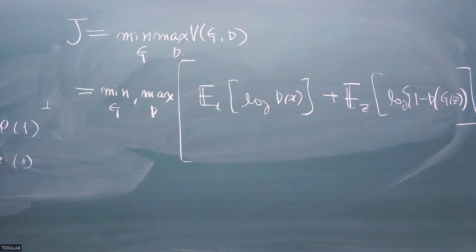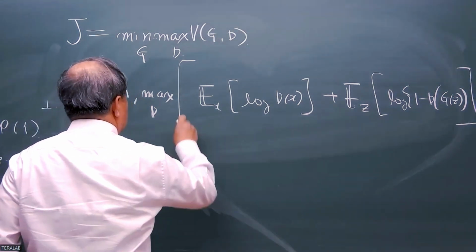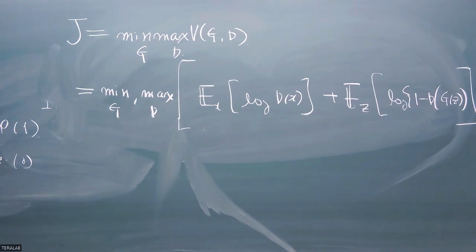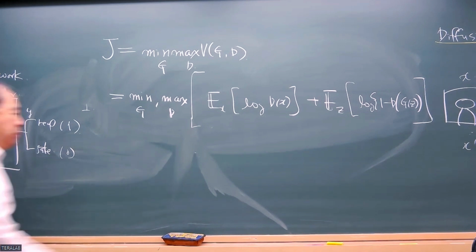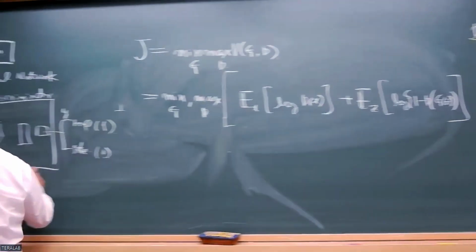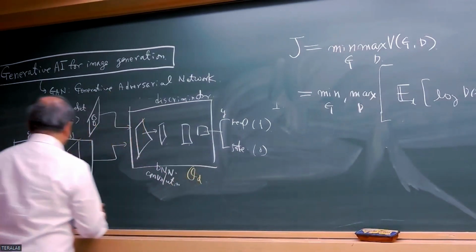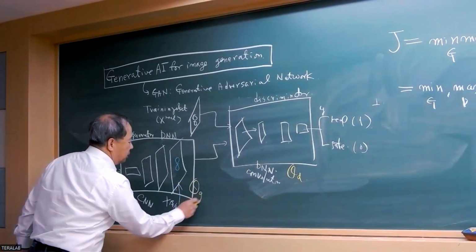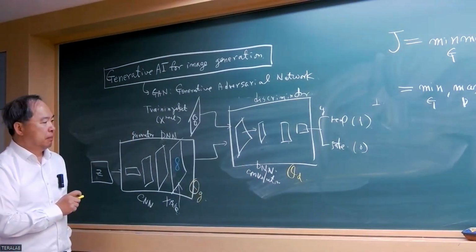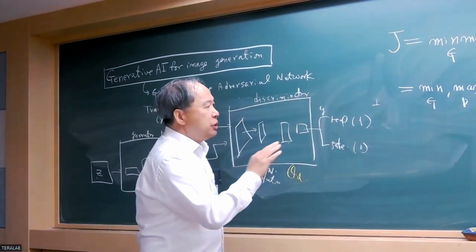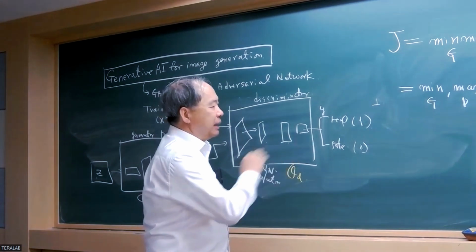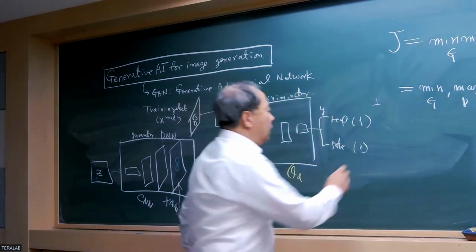I would like to explain this little bit complicated loss function. In the discriminator, we have model parameter D, and in the generator, we have model parameter G. Now, what is the very interesting loss function like? Let's talk about it.